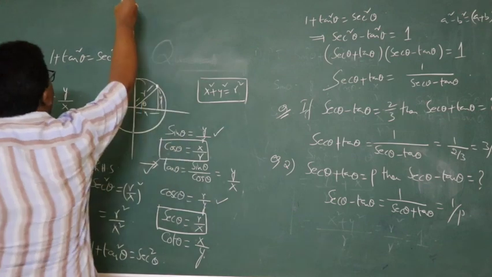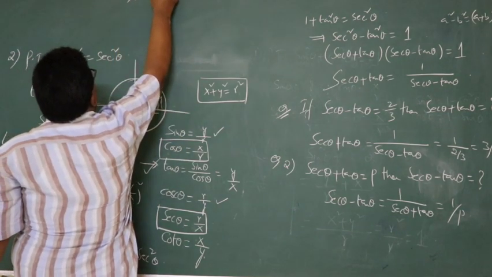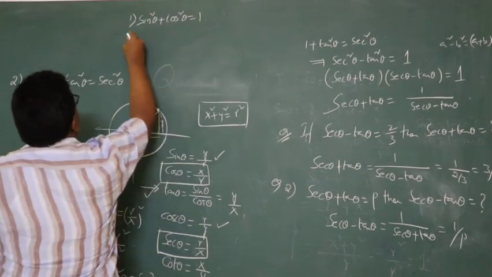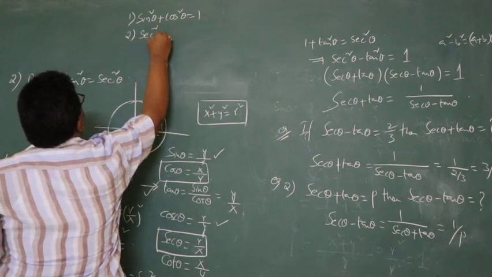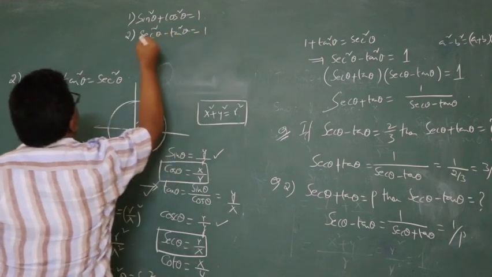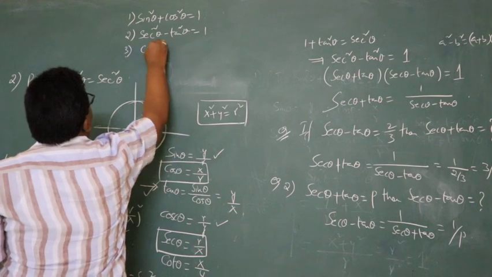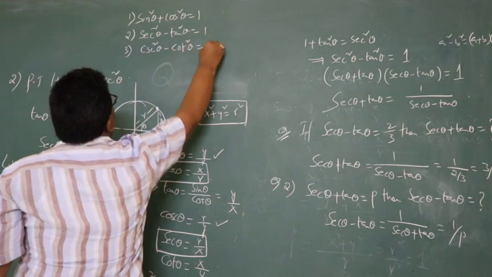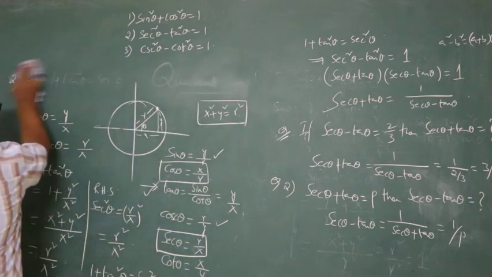The first identity is sin square theta plus cos square theta equal to 1. The second one is secant square theta minus tan square theta equal to 1. The third one is cosecant square theta minus cot square theta equal to 1. We can prove that third identity also.